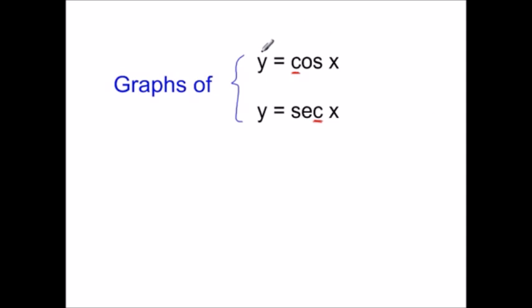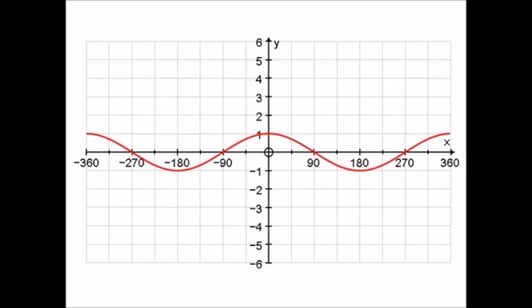Okay, let's have a look at the graph of y is equal to the cosine of x and y equals secant x. These graphs are very similar to the ones that we've just looked at for sine and cosec. So this is the graph of cos x. It's symmetrical about the y-axis.